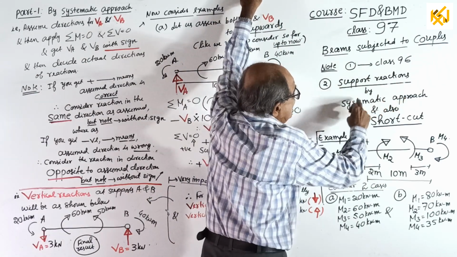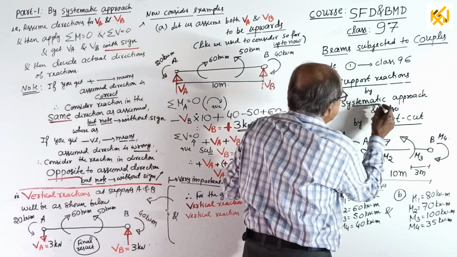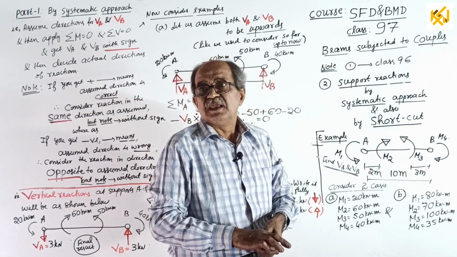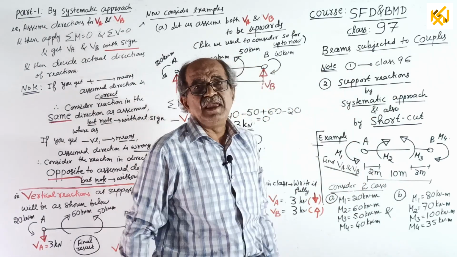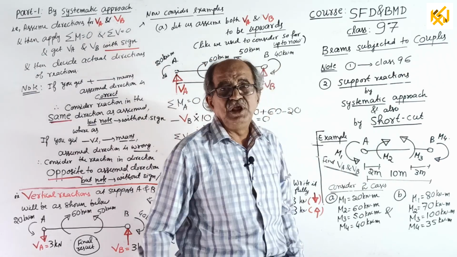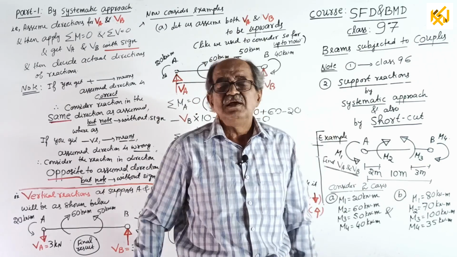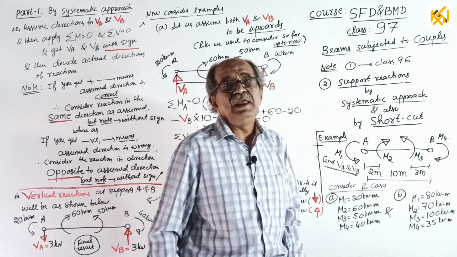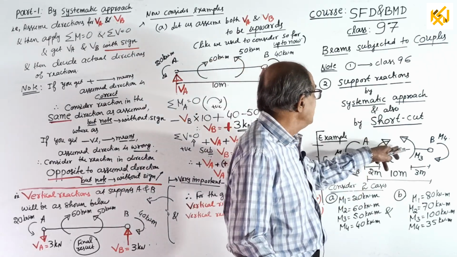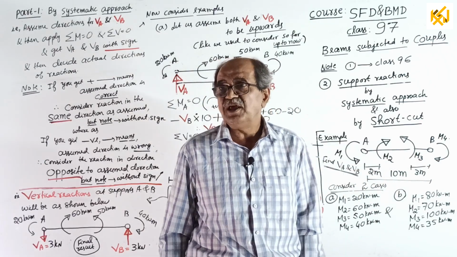Support reactions by systematic approach and also by shortcut. One is the systematic approach, the other is the shortcut. Systematic approach means the way we used to do earlier. I will explain that one. Shortcut is very useful, especially when only couples are there. Usually you apply the systematic approach when there is a mix-up, loading and couple both. But if only couples are there, like today's class, the shortcut is very important and easier.